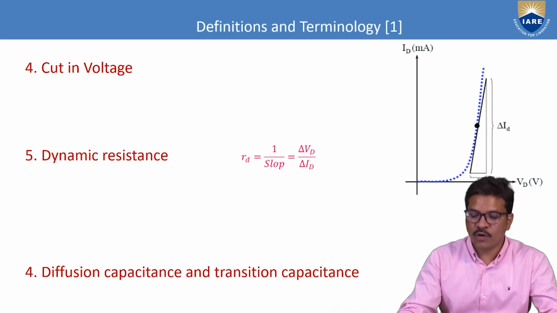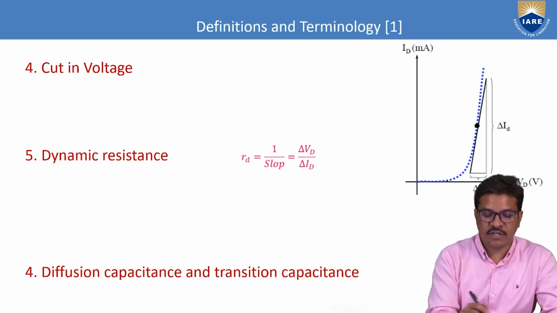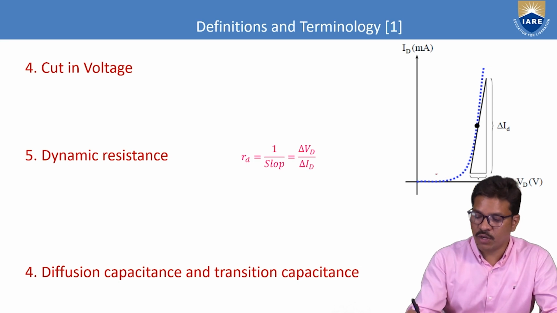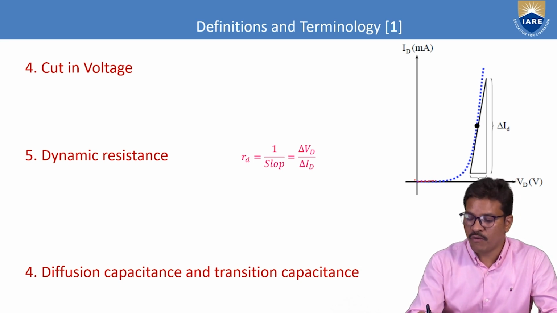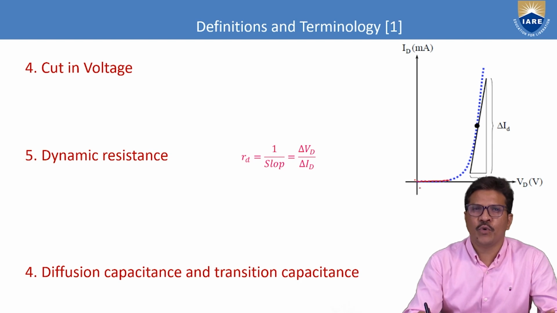Next, cut-in voltage. It is a most important definition. Cut-in voltage in a p-n junction diode. If you see this graph, the p-n junction diode VI characteristic. Initially, both P and N are electrically neutral. After applying the forward bias voltage, for lower values of voltage up to the cut-in voltage, the current possessed by the p-n junction diode is 0. So zero current flows when the applied voltage is less than the cut-in voltage.